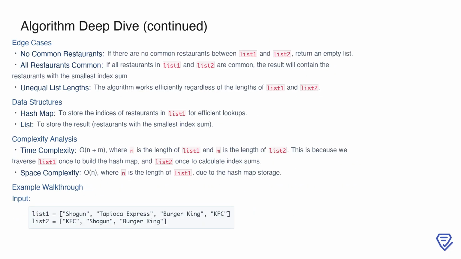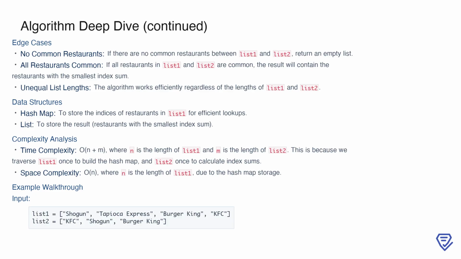When solving this problem, it's important to consider edge cases to ensure our solution is robust. First, if there are no common restaurants between list 1 and list 2, the output should simply be an empty list. On the other hand, if all restaurants in list 1 and list 2 are common, the output will include only those with the smallest index sum. The algorithm also handles cases where the two lists have unequal lengths, thanks to the way we traverse list 2 and use the hash map for lookups.